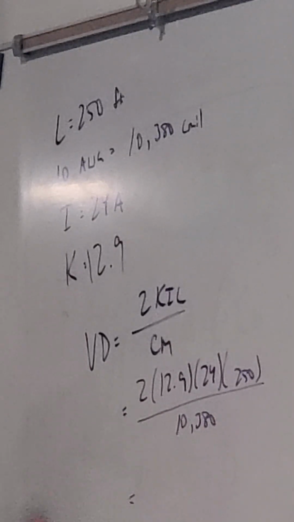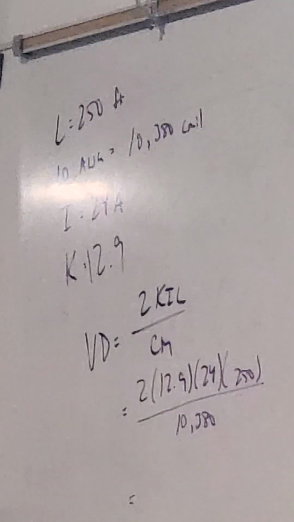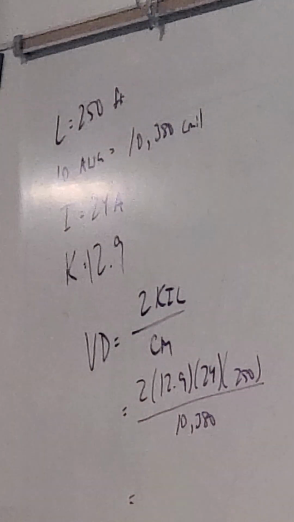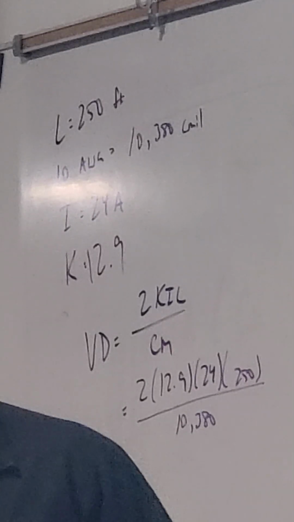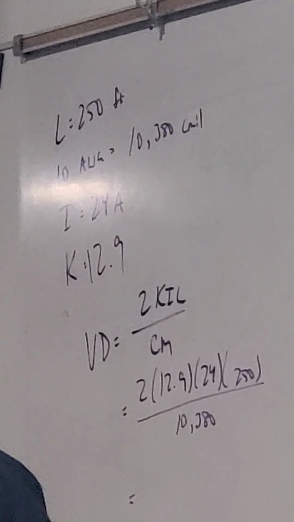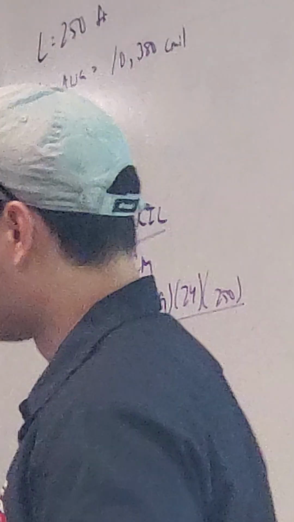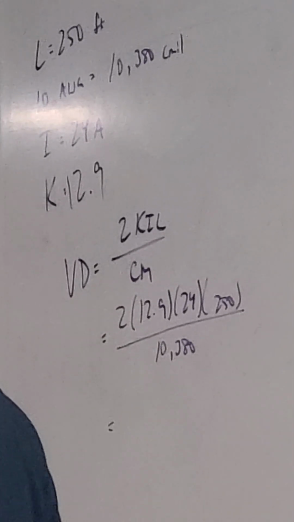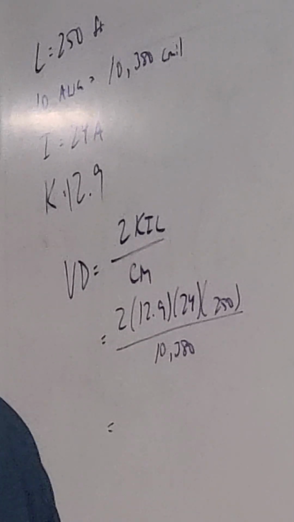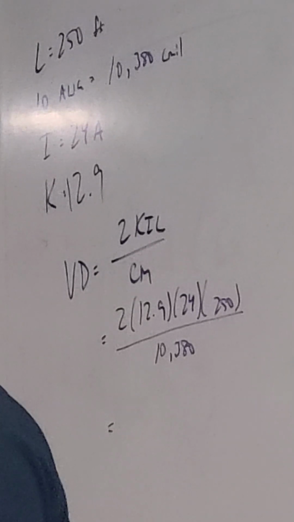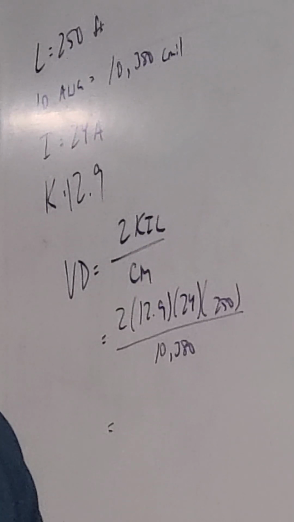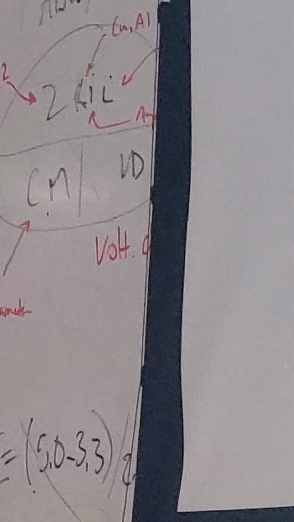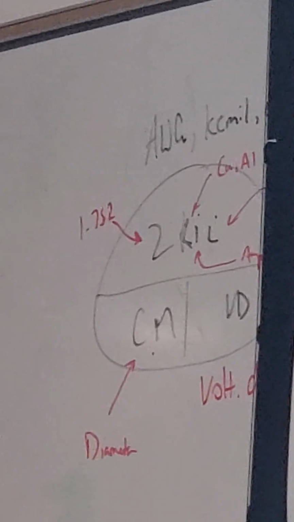So direct substitution: 2 times 12.9 times 24 times 250 over 10,380. All right. So everybody have the latest calculator when I calculate this one? All right, cool. So we'll take a second to do it. I'm going to do it, but over here. 2, 24, 250. All right, I have an answer. What does everybody else have? 10,380. Oh, good. Yeah, I have the exact same thing.